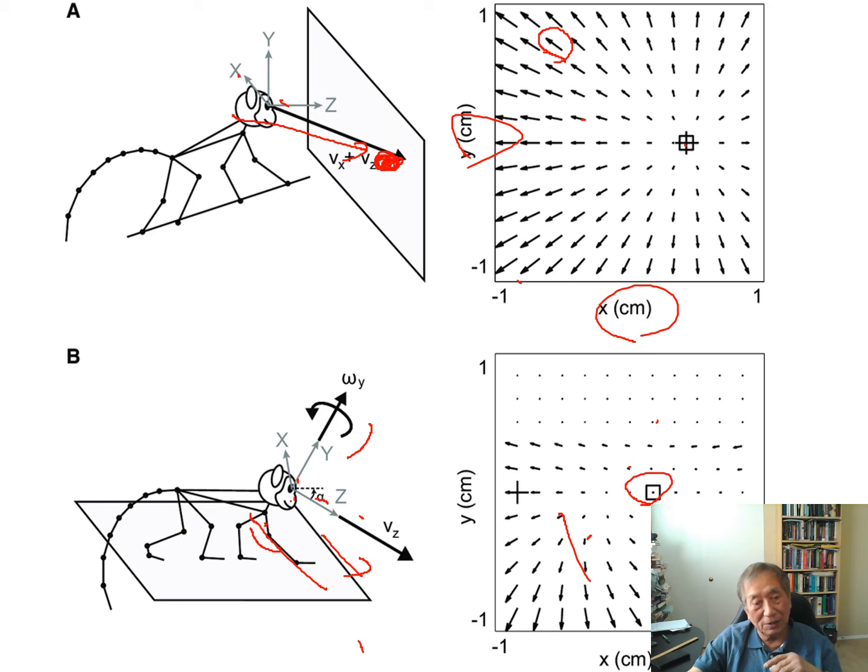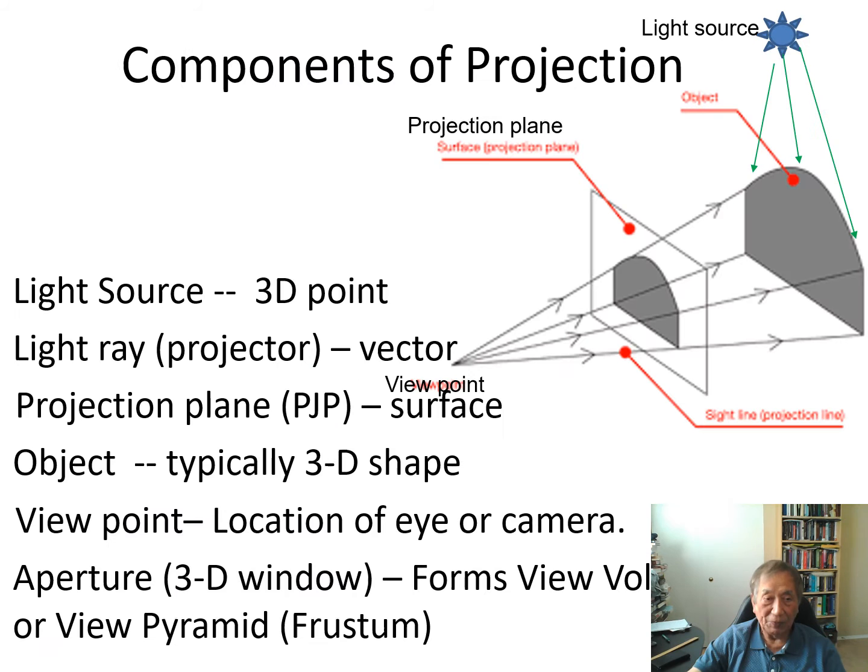What used to be here, say for example, will go away. Then the closer to this point, it may have more movement, and the farther away, it has less movement. So that is optic flow.